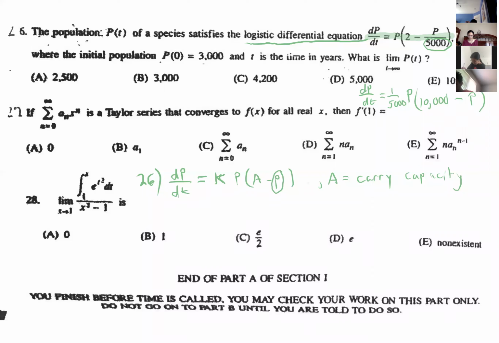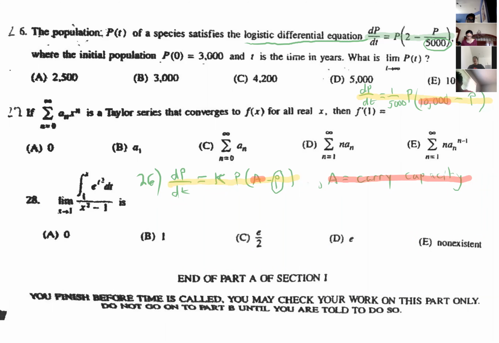So now, hopefully you notice these two forms look the same. We were able to write a differential equation in the same form that we first learned it in your notes. A, let me use a different color now. Isn't A the carrying capacity? So A right here is the same as 10,000, and that is your answer.